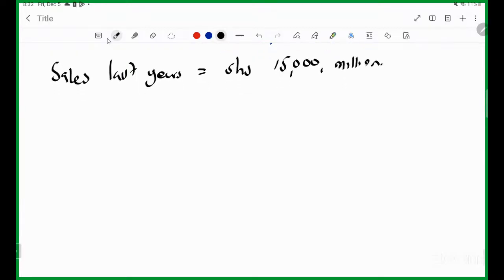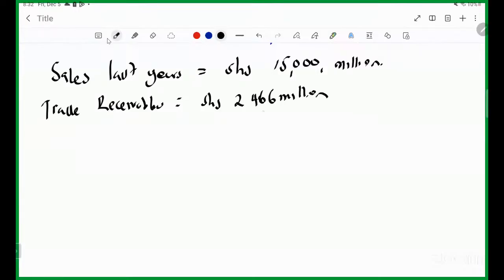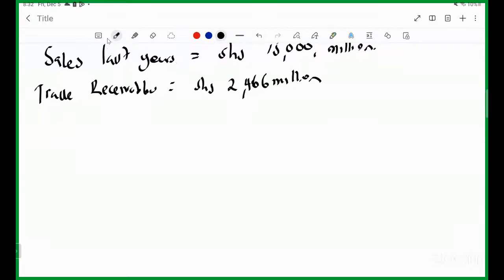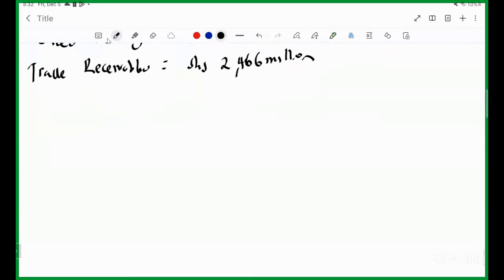And we have trade receivables of 2.466 billion or million. Here you are summarizing as you are doing the question, and that's how we do these long questions. You're not going to read it like a novel and then come back and think you're going to understand it. First time, summarize as you read, so that when you're computing, you just go back to your summary and get what you want.